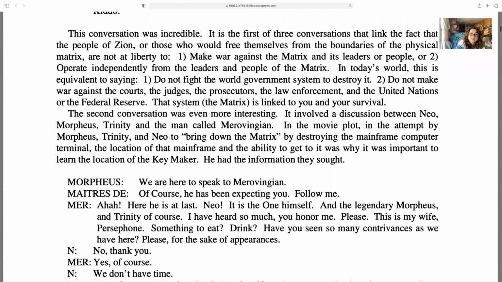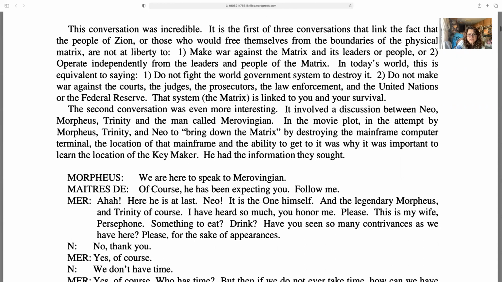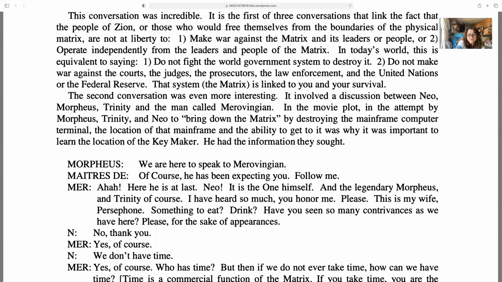Interesting. The second conversation was even more interesting. It involved a discussion between Neo, Morpheus, Trinity, and the man called Merovingian. In the movie plot, in the attempt by Morpheus, Trinity, and Neo to bring down the matrix by destroying the mainframe computer terminal, the location of that mainframe and the ability to get to it was why it was important to learn the location of the key maker. He had the information they sought.